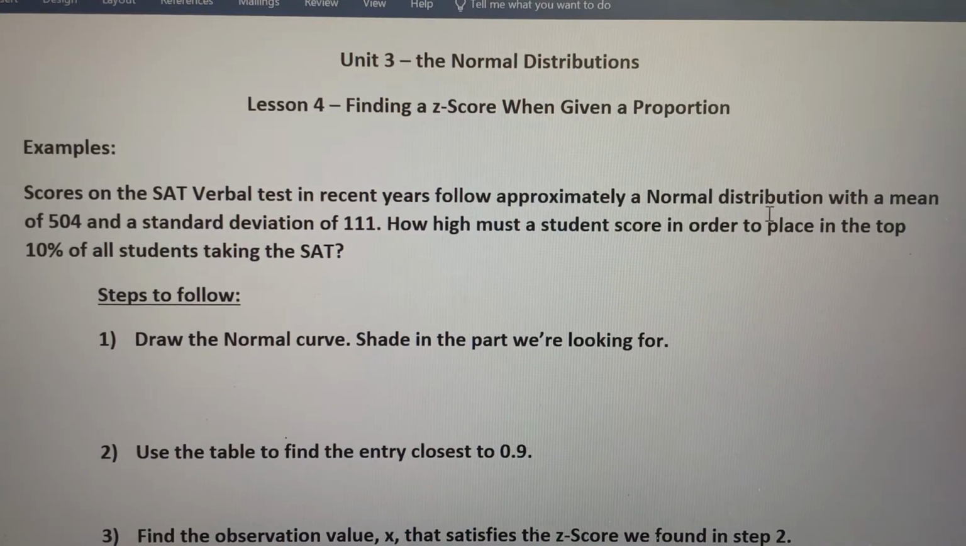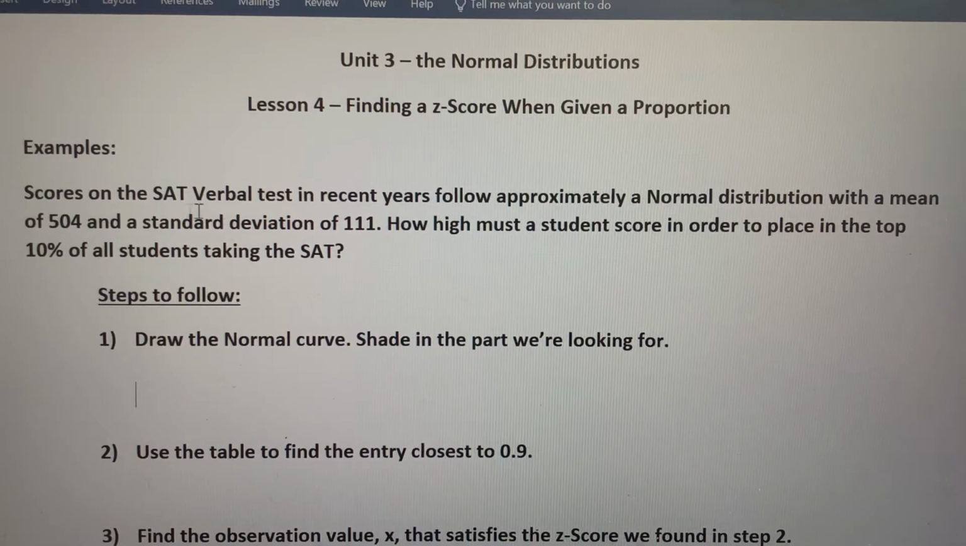All right, so in this video, we're going to be given a proportion or a desired percentile that we want to fall in, okay? And we're going to use that information in the standard normal table to find a z-score, okay? And then find a value that's going to allow us to fall in that desired percentile, or proportion.